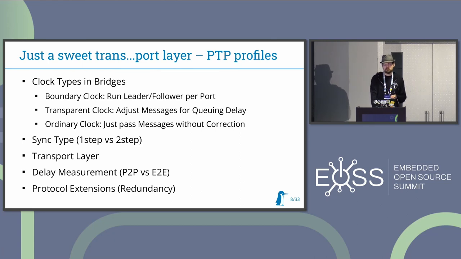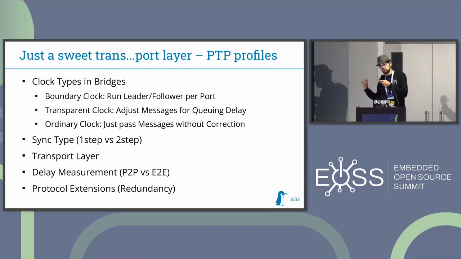But there's a catch to that, because there are a lot of different variants of how things work. There's, first of all, the question of how your bridge, which in most cases is a network switch, works. There's a boundary clock, which runs one of those two-step syncs we saw earlier to each of its neighbors. There's a transparent clock, where you don't run a separate sync to your neighbor clock, but you instead compensate for queuing delays within the bridge. So if the bridge knows how long it takes for the packet to travel through the bridge, it can use a field in the message to compensate for that. Or you can have an ordinary clock, which is basically the worst implementation. You just ignore queuing delays.